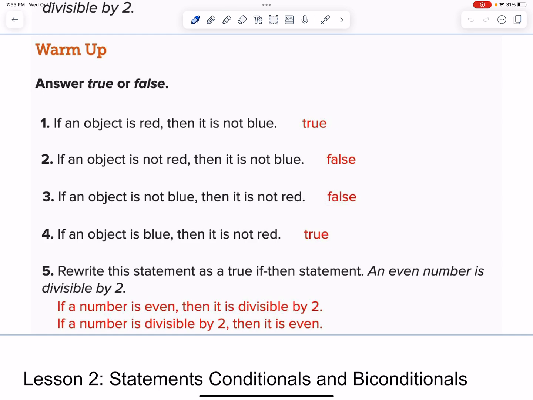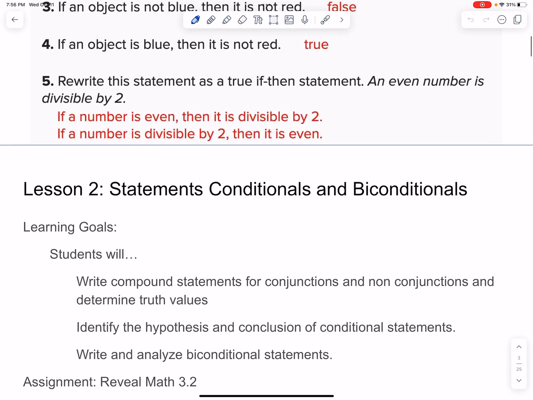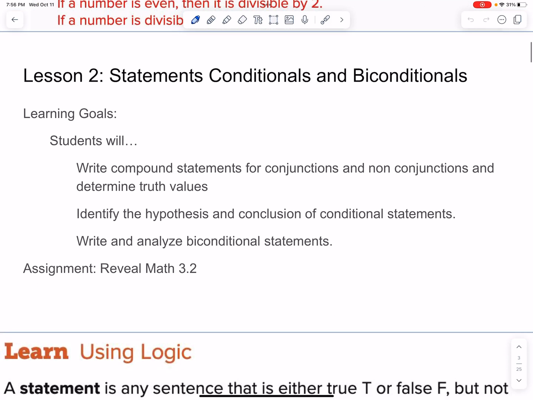And it says, rewrite this statement as a true if-then statement. An even number is divisible by 2. And again, here's kind of what we're doing today. So if you struggled with number 5, it's understandable, but hopefully by the end of the lesson, this is something you can tackle with ease. So it says if a number is even, then it is divisible by 2. If a number is divisible by 2, then it is even. So there's if-then statements.